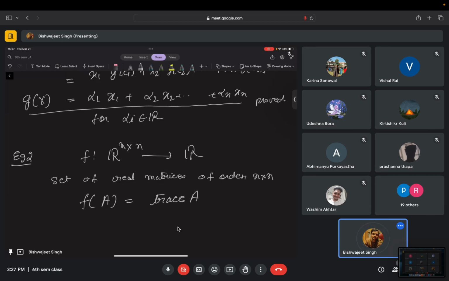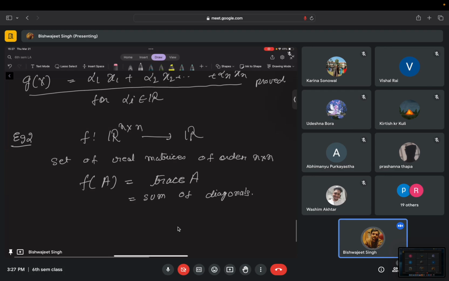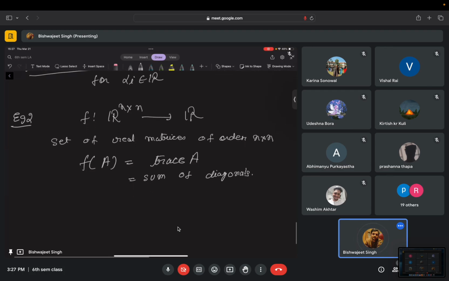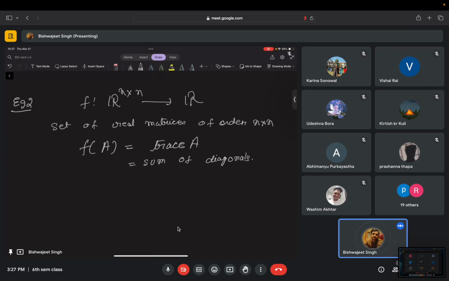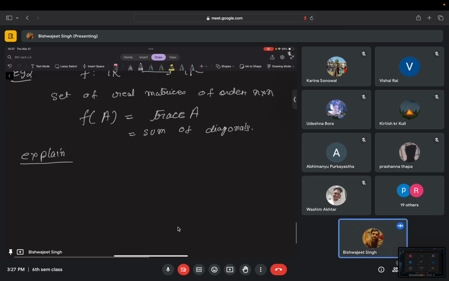Yeah, and what is trace? You all know that it is nothing but the sum of the diagonal entries, right? So it is easy to check that if you take any matrix, I'm just going to explain it a bit. Again, you can write this in a curly bracket or something. I'm just going to explain why. So let's say I'll just take a 2 cross 2 example.